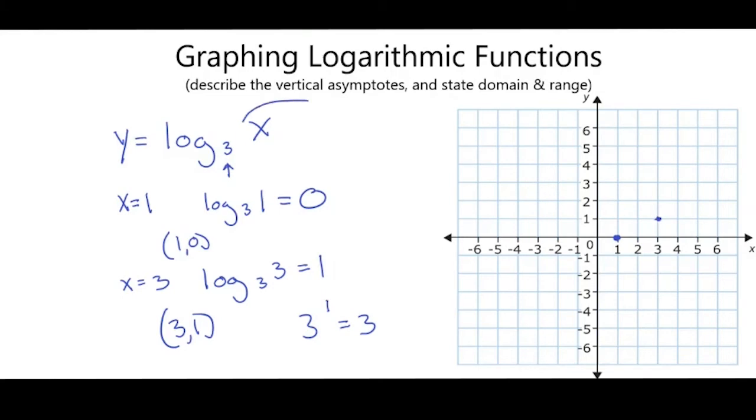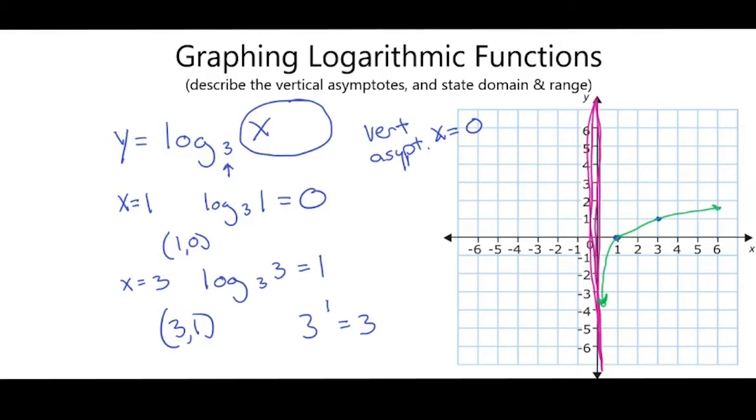So if this part of our function is only x, and we are not adding or subtracting, and there are no parentheses, I know that my vertical asymptote is going to be x equals 0. So, because my asymptote is right here at x equals 0, which is also known as the y-axis, I know that my curve will never cross here. And so I can sketch my curve. And this is the function y equals log base 3 of x.